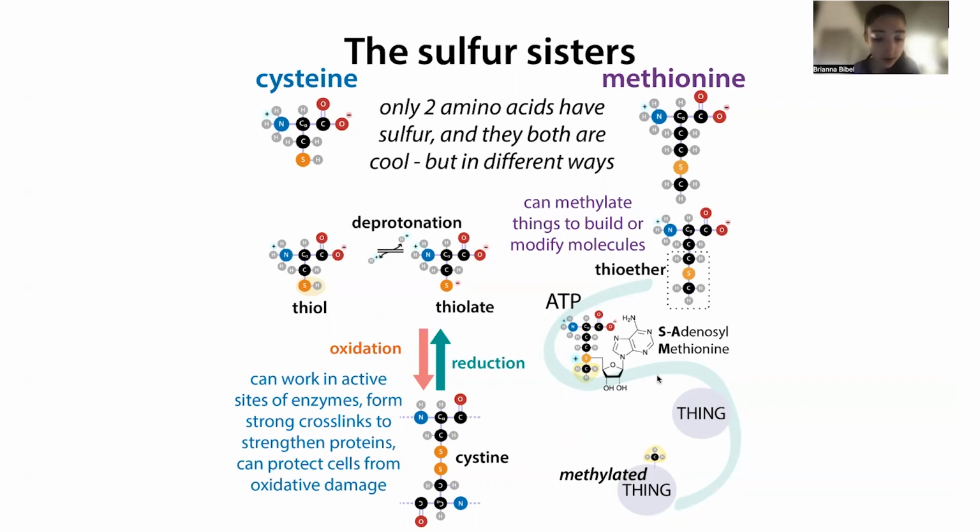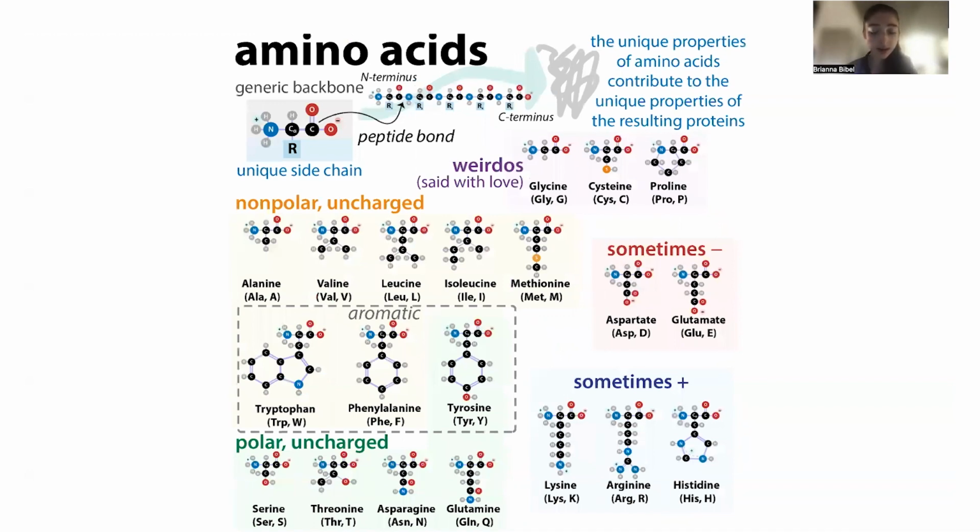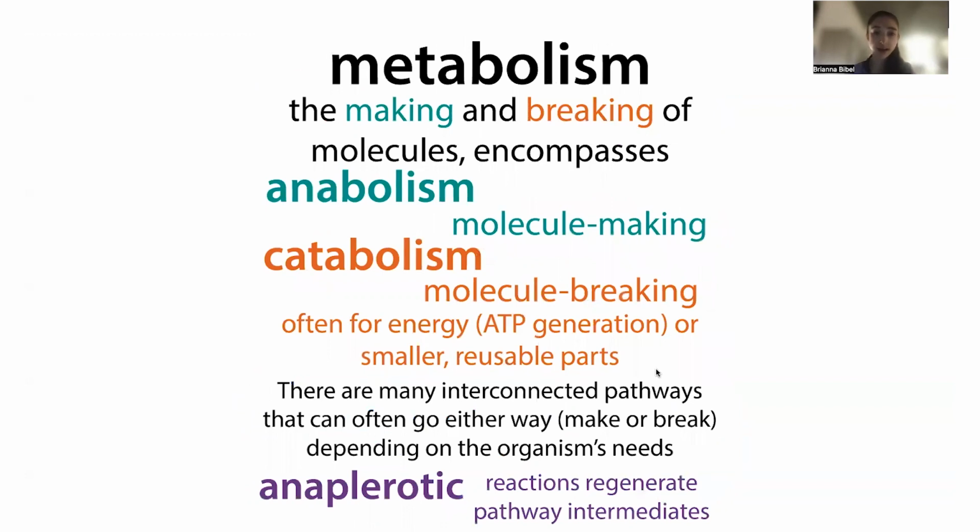Okay, so some last things. Let's talk about how we can make and break these. And when we're talking about making and breaking molecules, we're talking about metabolism. So metabolism encompasses anabolism, which is molecule making. Think of anabolic steroids, and catabolism, which is molecule breaking. Think of your cat tearing up your couch. Often catabolism is breaking down molecules for energy or for smaller reusable parts.